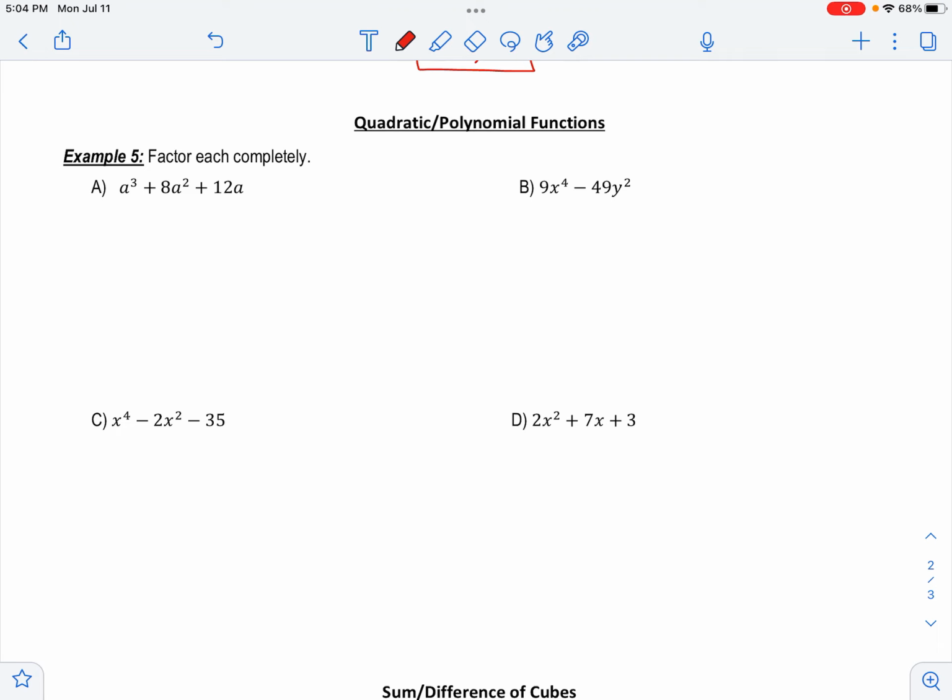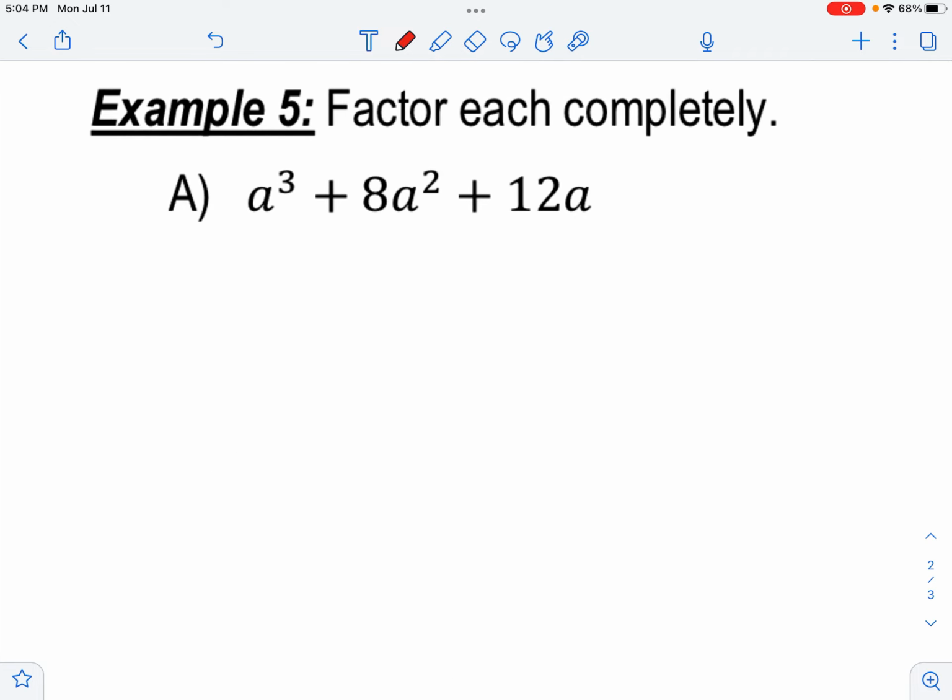If it's 3 terms, then you are going to use your organizational X to factor it. Some teachers teach guess and check, some teachers use a box method, and some teachers use this organizational X. I'm a type of teacher that uses the organizational X or guess and check. If it's 4 terms, then you're going to factor by grouping. All right, so let's go ahead and get started.